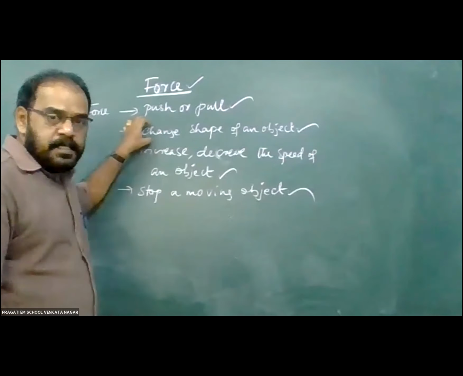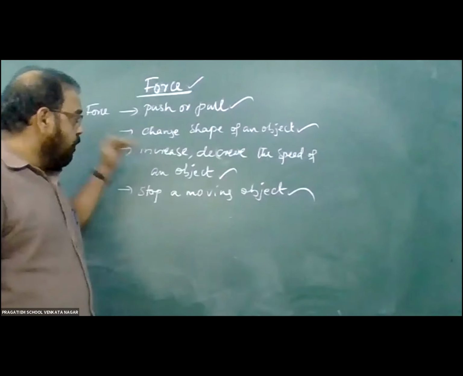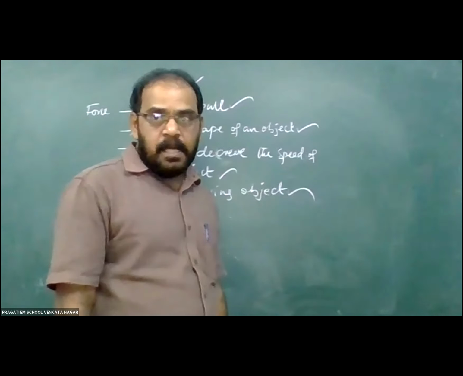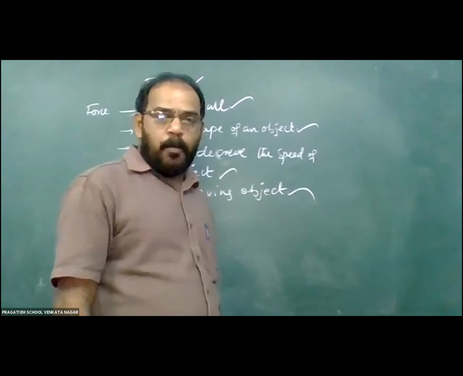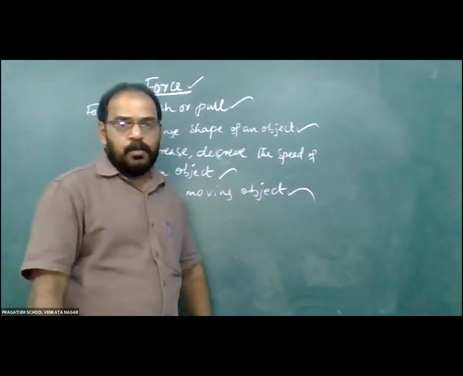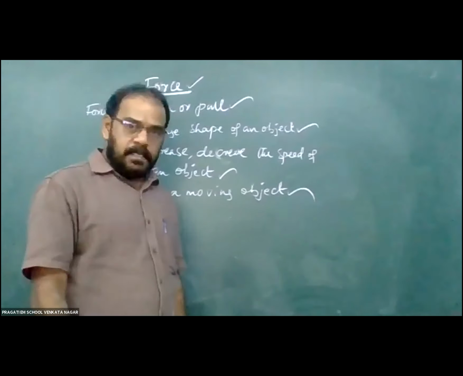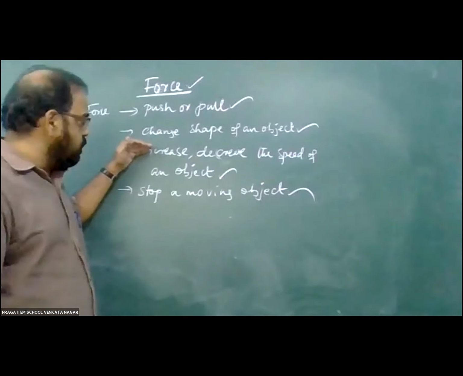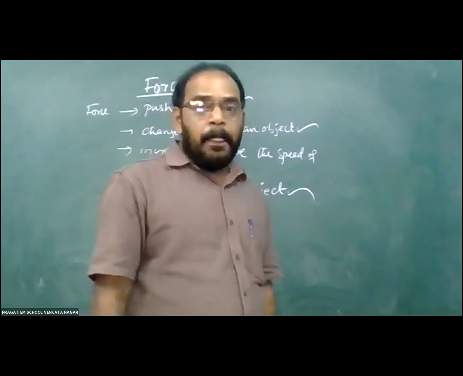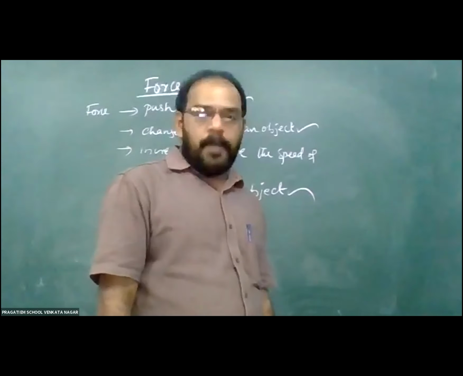If we press an object by applying a force, we can change the shape of the object. We can increase or decrease the speed of a moving car or a moving bus, and the speed of a cycle when you are using it. We increase the force to increase the speed, and decrease the force to decrease the speed. To stop the running cycle, we need to apply a brake, which is nothing but a force. So by applying a force, we can stop a moving object.